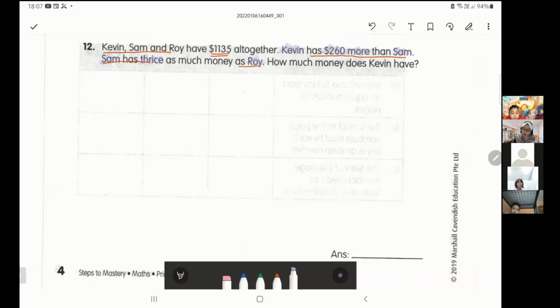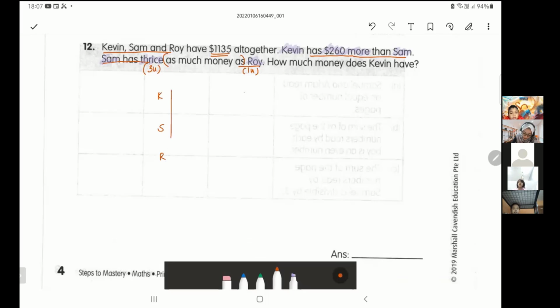So who do I start off with? I can start off with Sam and Roy first, right? Because Sam has thrice. Thrice means 3 units. As compared, the word as much as tells me that the next person is always 1 unit, comparing them. Sam and Roy. No space. I think I'll bring down a bit. Sam and Roy, and then Kevin. Okay, we do this Sam and Roy first.